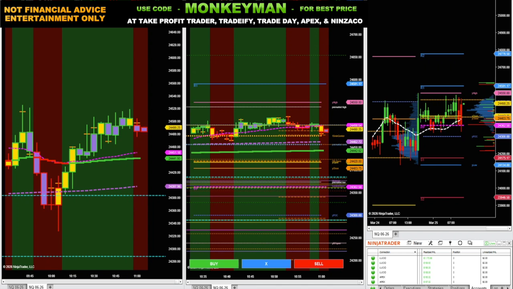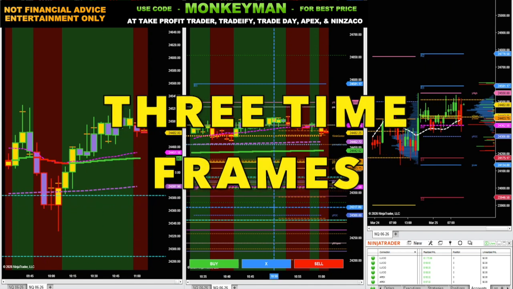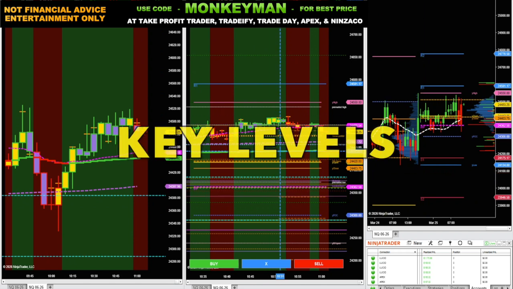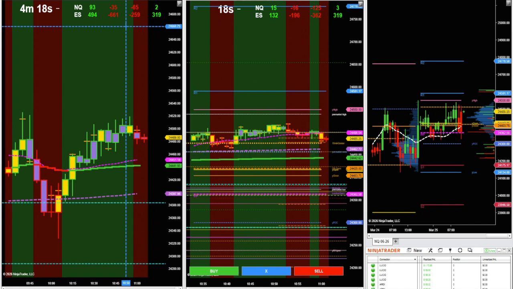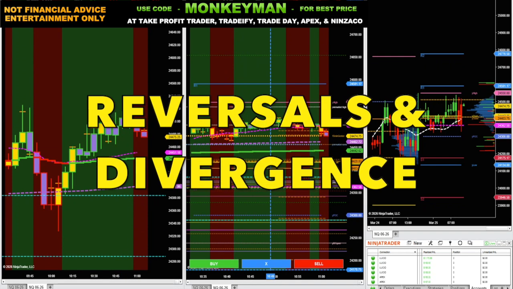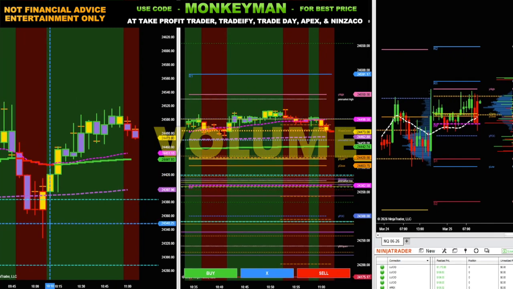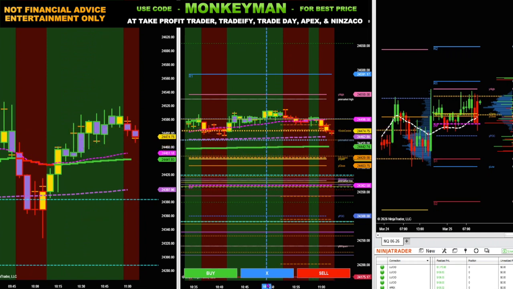And in a nutshell, that is focusing on one instrument, 3 different time frames: a 5-minute, a 1-minute, and a 60-minute. I've always got key levels on my chart. I'm always looking at some kind of delta or order flow. I like to measure some kind of trend and some kind of reversal or divergence. I'm also measuring volume in some aspect, and I'm looking at basic price action. So everything I just mentioned right there is at the foundation of pretty much every workspace. And then I have about 20 different trades that I'm looking for on a daily basis.